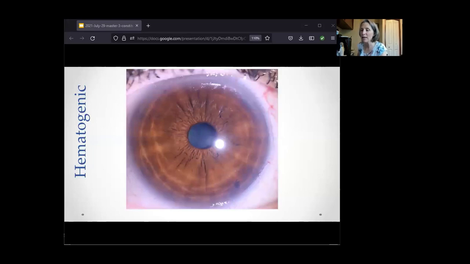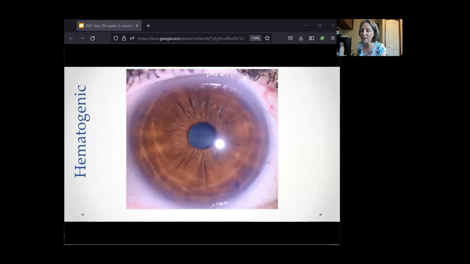This is what we call a hematogenic iris. Hematogenic. Now, you will recognize this as a brown eye. Thank you, Soulful Starseed. Thank you for saying that. And Leah Loves, thank you. Appreciate that. All righty. So here we are. And thank you, Healthwise. Brilliant.